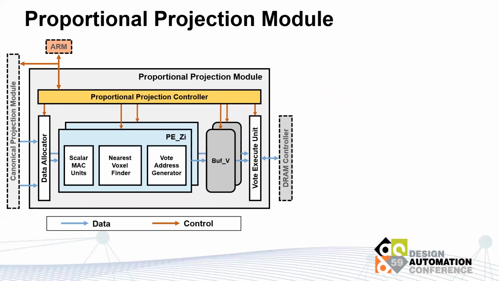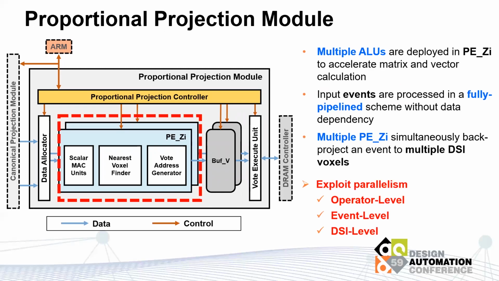For the proportional projection module, besides exploiting operator-level and event-level parallelism in a similar way to the previous module, it additionally exploits the DSI-level parallelism by deploying multiple PEs to simultaneously back-project an event to multiple DSI voxels.